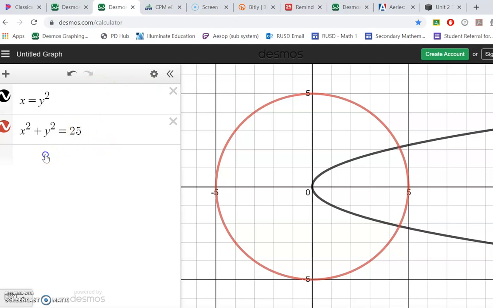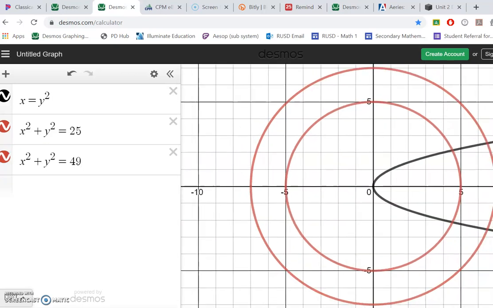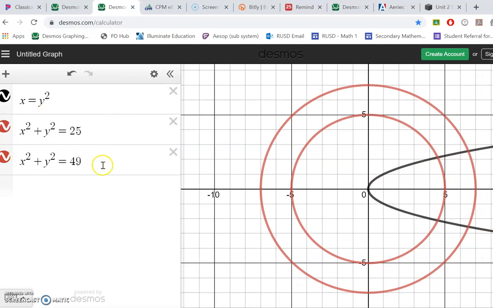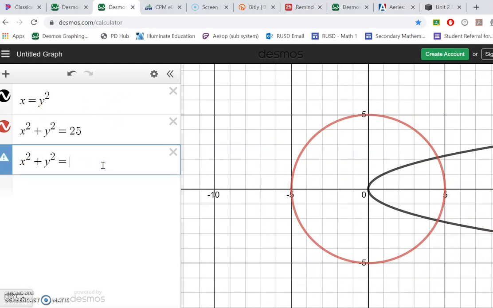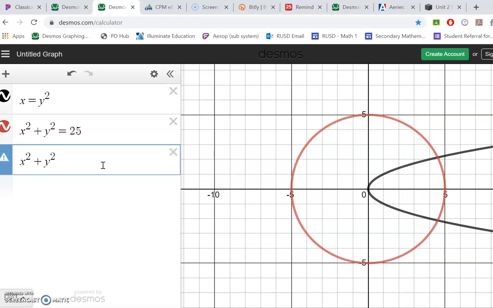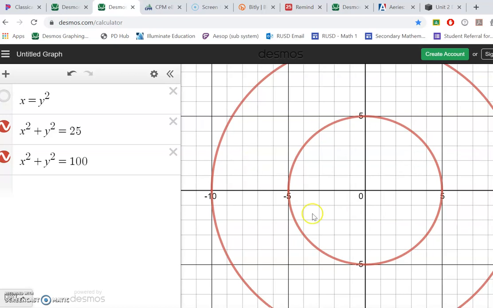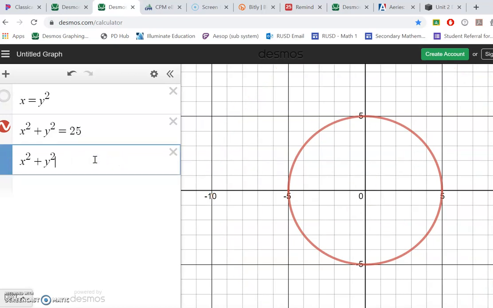Just be careful. Just so you know, x squared plus y squared equals any number, like say 49, will give me a circle. This one is a circle with a radius of 7. If I had x squared plus y squared equals 81, now my radius is 9. X squared plus y squared equals 100. My radius is now 10. See how it's out here at negative 10. It's kind of off your screen, so you can't really see what's going on here. And that's all that's doing, and that's the dilation factors changing the radius.